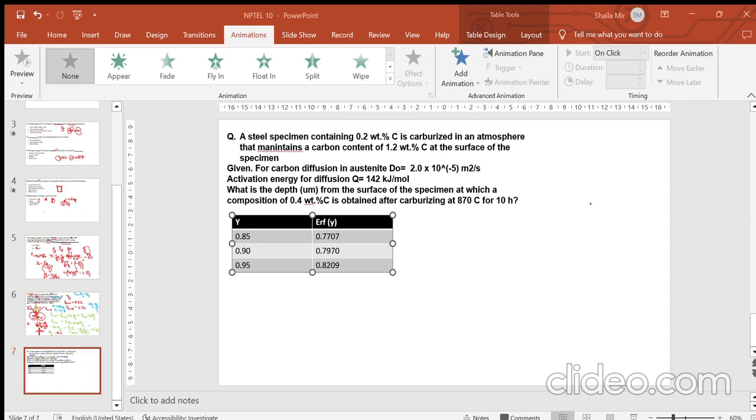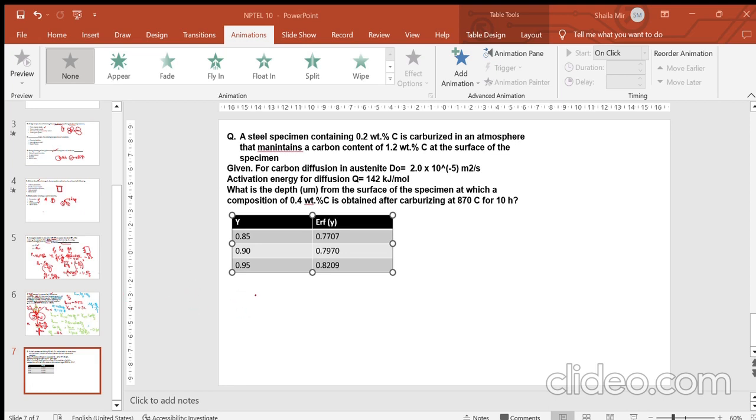Now I'll write a general formula, then you can first try to solve it. The concentration gradient is given by this formula, which depends on how much distance it has covered and in how much time, because diffusion is time dependent. It is temperature dependent also, but we are given a certain temperature. So the diffusion process is largely dependent on temperature, time, and the depth of the material.